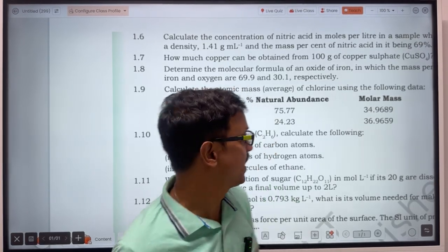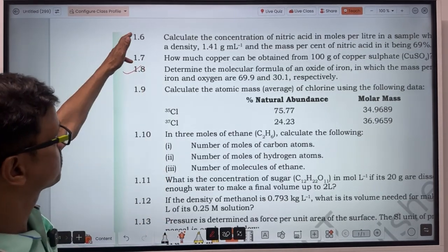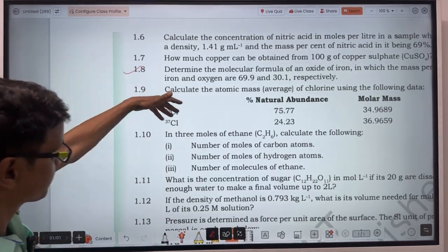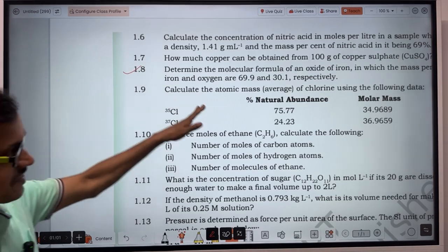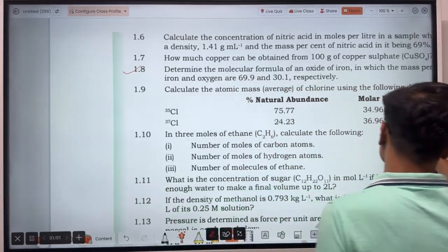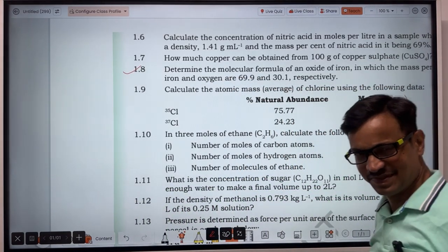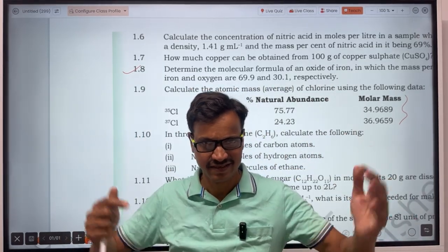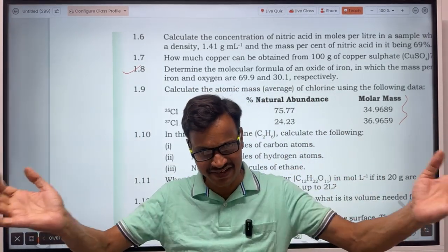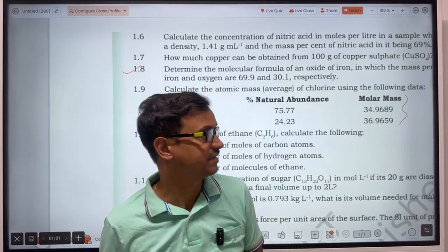In the last class, we discussed these questions. Now let's see question number 1.5. This question is based on calculating the average atomic weight. You already know what average means. How do we calculate an average? Add all the data and divide by the number of data.